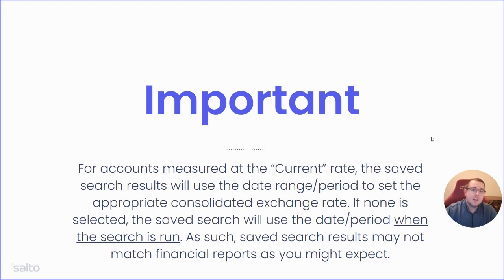That's very important because if you're expecting the system to use the April 2023 exchange rate in order to tie back to your general ledger, you would be mistaken. So it's best practice here to always include a date range or period range within your saved search.